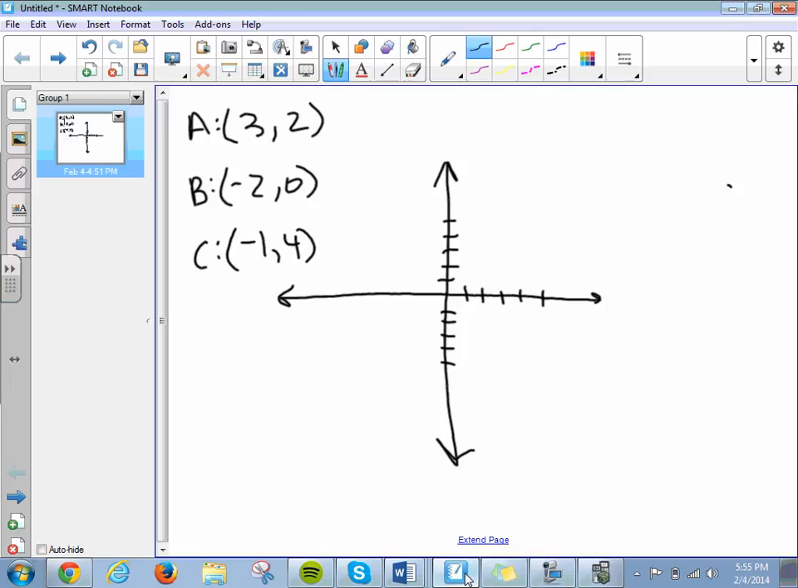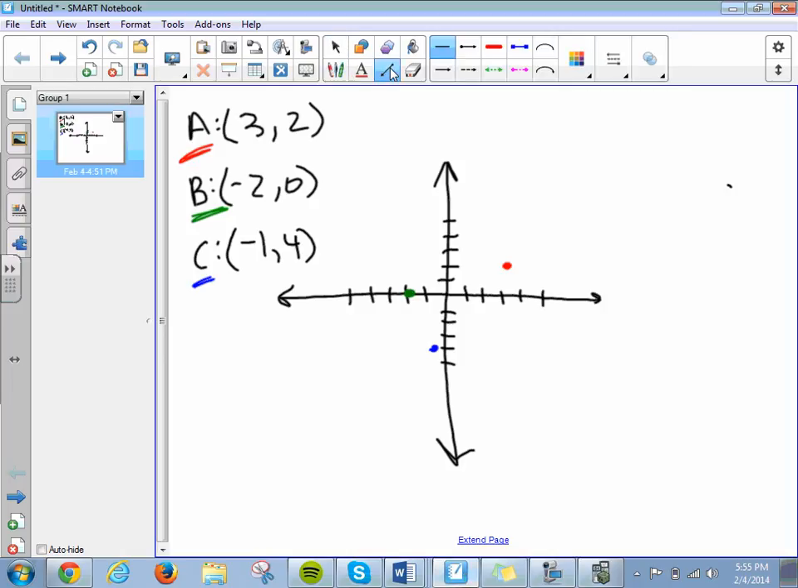1, 2, 3, 4, 5. I'm going to plot these points. So I'm going to make A red. We're going to go over 3, up 2. Plot the point. Make B green, -2, 0. And then lastly C, -1, 4. And we want to make the triangle. So I'm going to draw some straight lines. And we want to think about what kind of triangle that is.